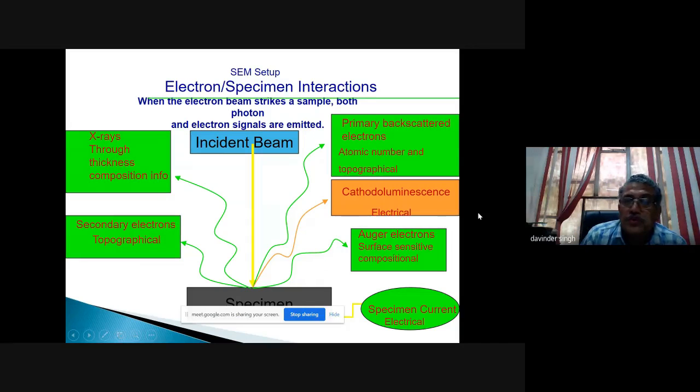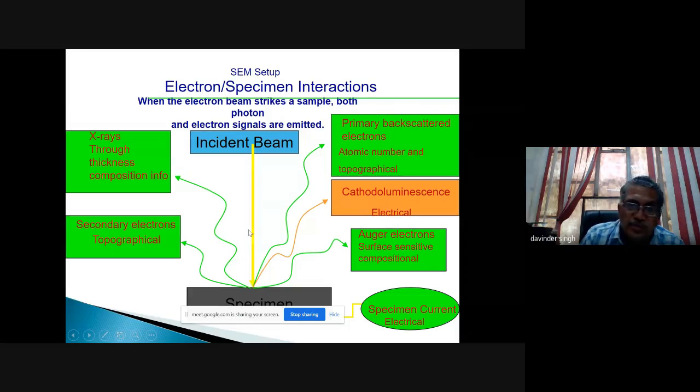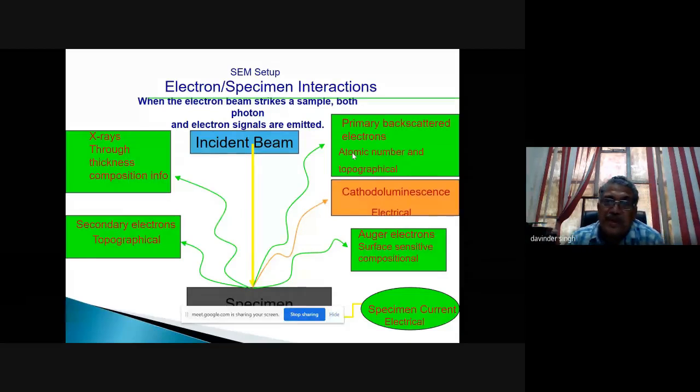Sometimes people also use Auger electrons, which are very surface sensitive in the case of composition. So if you want to know the composition better, Auger electron detection is generally better. But most of the time we are using secondary electrons, and for X-rays we generally do the elemental analysis. Sometimes people also try backscattered electrons, and the image could sometimes be better with backscattered electrons.